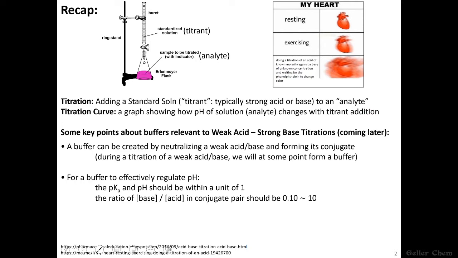I also want to quickly bring up some ideas about buffers that are going to be relevant for the weak acid strong base titration that we're going to do later, which is that a buffer can be created by neutralizing a weak acid or base and forming its conjugate. This will happen during the titration process. And also, for a buffer to effectively regulate pH, the pKa of the acid part of the buffer and the pH of the solution should be within a unit of 1. And this is based on the idea that the ratio of base to acid in the conjugate pair needs to be within 1/10 to 10 times each other.